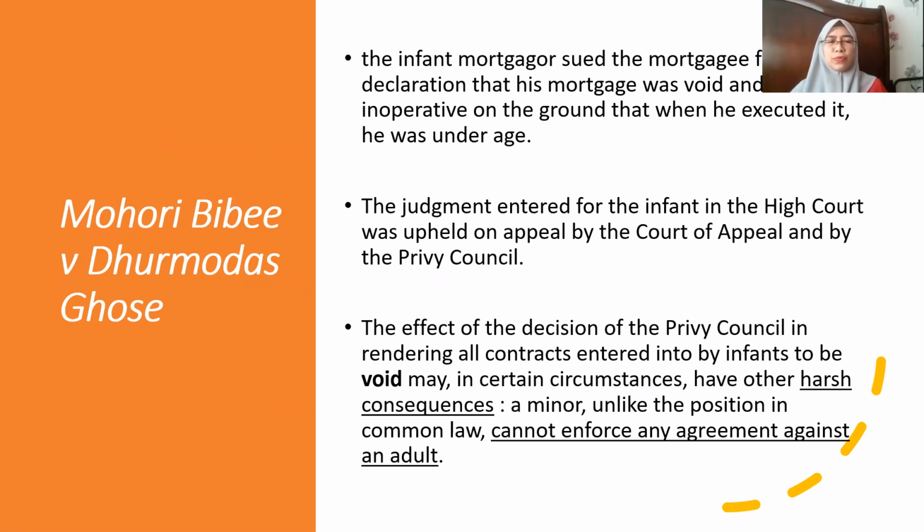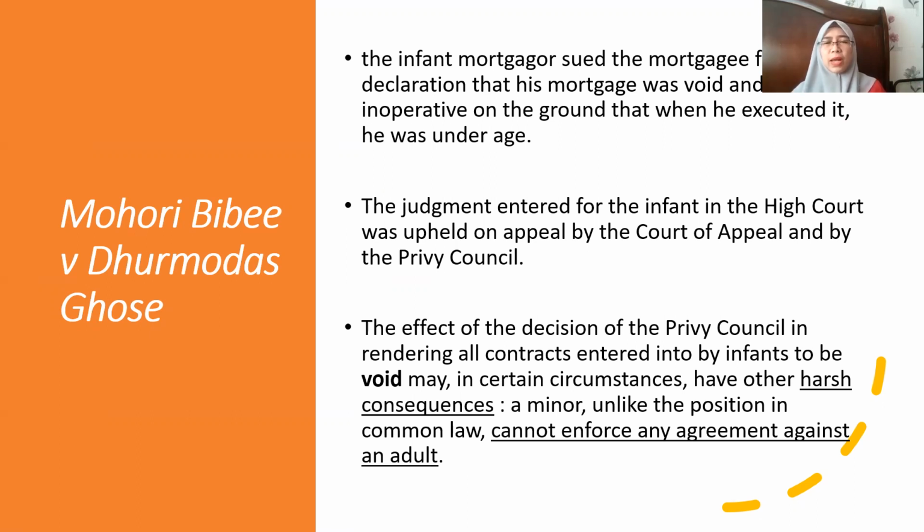So it involves a transaction of mortgage. In Malaysia, we use the word charge. So it's a similar transaction. The infant mortgagor here is the one who mortgages, who charges the property. Later, the infant, the minor, sued the mortgagee for a declaration that his mortgage was void. Meaning he entered into the mortgage transaction, but later he asked for a court's declaration saying that the mortgage was void and inoperative, cannot be enforced.